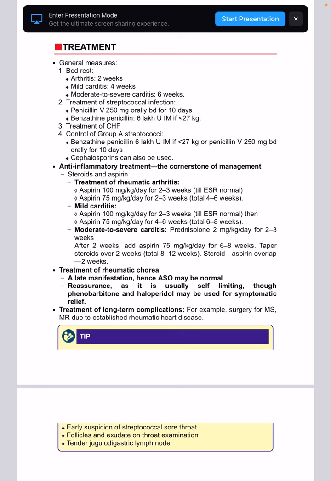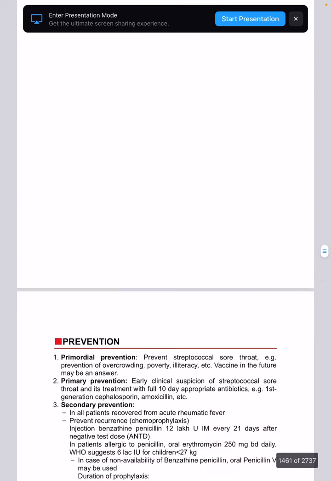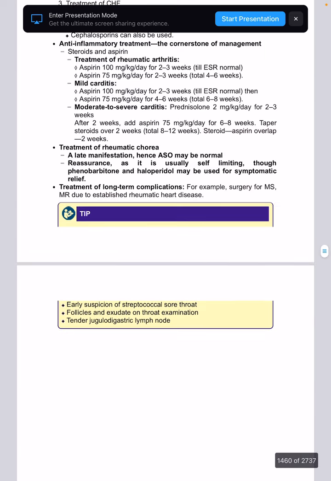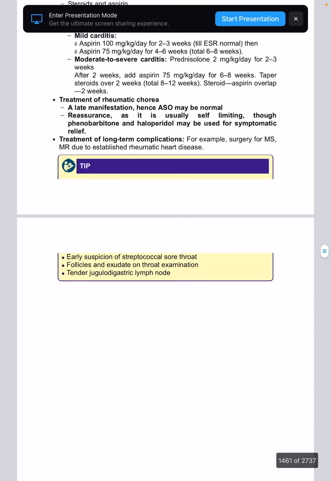Treatment of rheumatic chorea: it is a late manifestation, hence ASO may be normal. Reassurance, as it is self-limiting, though phenobarbital and haloperidol can be used. So for chorea, you'll give phenobarbital and haloperidol. Treatment of long-term complications is surgery for MS and MR, to treat rheumatic heart disease.